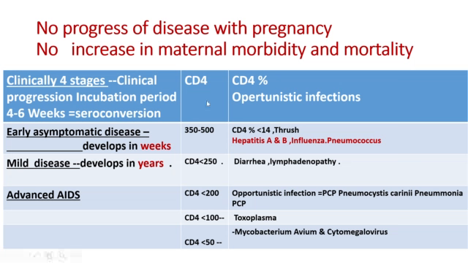As such, when the patient gets HIV infection in pregnancy, there is no further progress of the disease with pregnancy, and there is no associated increased maternal morbidity or mortality due to HIV infection. Clinically, HIV infection manifests and progresses in 4 stages. 4 to 6 weeks is the period of incubation, and it is also the period of seroconversion.